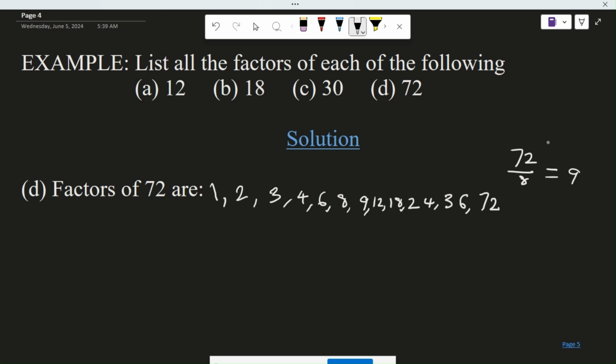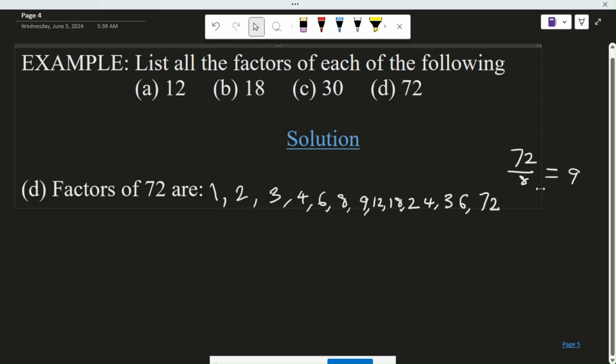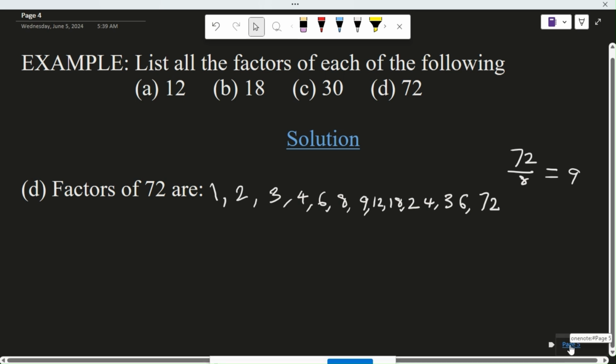So here we are. We have been able to list all the factors of 72, which are 1, 2, 3, 4, 6, 8, 9, 12, 18, 24, 36, and 72. So this is another way of listing all the factors of a given number. This will help you not to miss out any of the numbers.